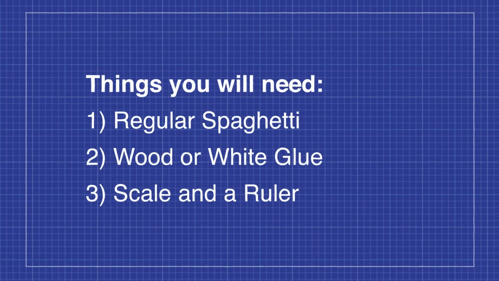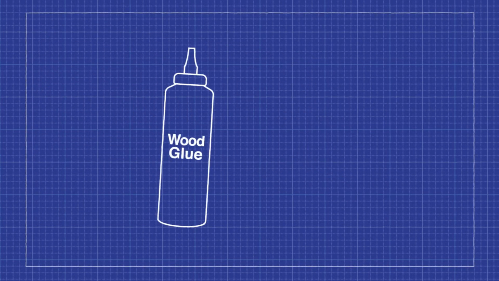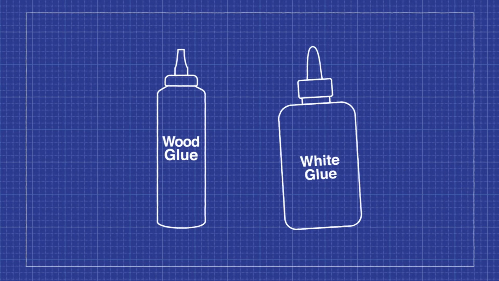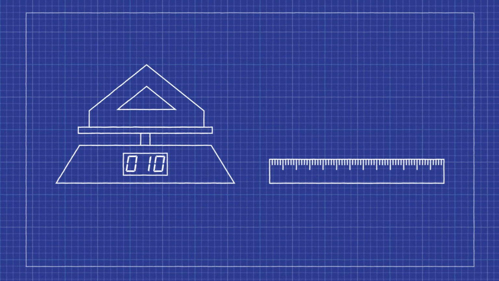Interested? Here's what each group is going to need. Your own regular length spaghetti. No fancy pasta like linguine. Wood glue to hold it all together. White glue works as well. And access to a scale and ruler to make sure your structure is built correctly.